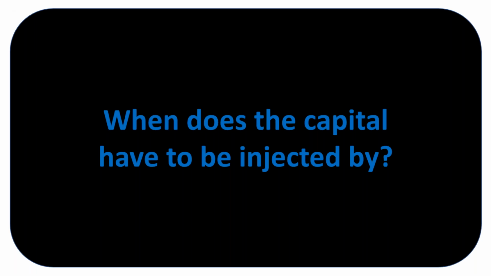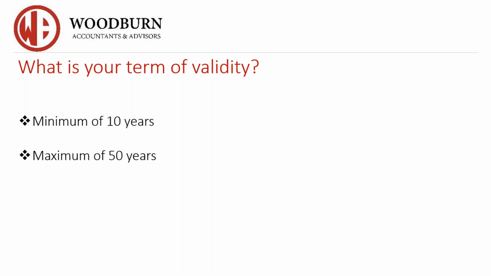When does the capital have to be injected by? All right. So the injection time frame is based on the term of validity that you indicate for your company setup, which is also something that you need to indicate when you're incorporating your company. The minimum is 10 years and the maximum is 50 years, okay? And you can choose any number in between 10 and 50. All right, so I don't have a standard. My clients are way off in terms of choosing whatever number of years they want.